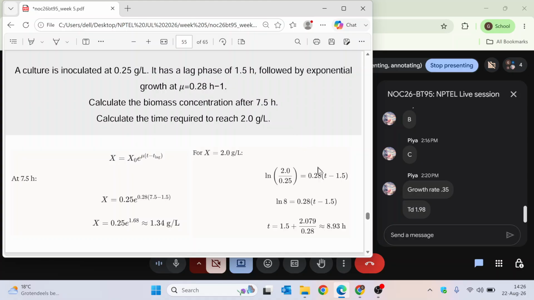So here, ln of X is 2, to reach 2, and your starting point is 0.25 gram per liter and your growth rate is 0.28 here. So ln X2 by X1 is equal to mu into t minus 1.5, because the lag takes 1.5 hours. When you solve this you will get 8.93 hours.